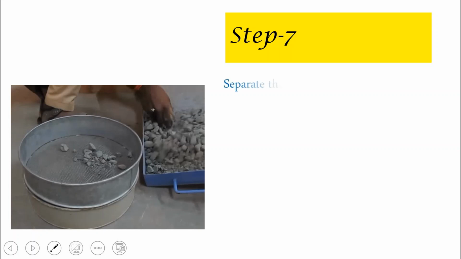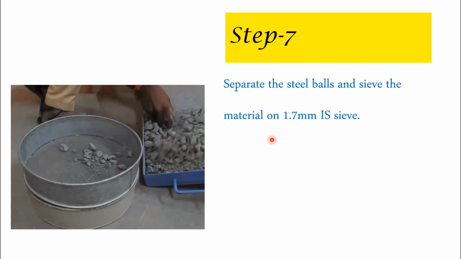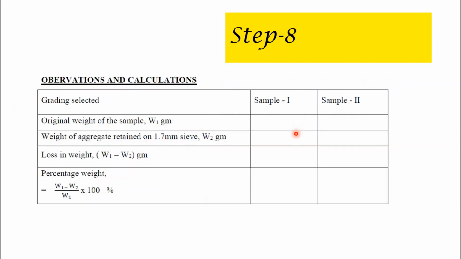Now we will separate the steel balls from the aggregate and sieve it through the IS sieve of 1.7 mm. And now we will find out the weight of aggregate retained on the 1.7 mm IS sieve, because we may not be able to weigh all the dust particles which are passing through the 1.7 mm IS sieve. So we will weigh the aggregate retained on the 1.7 mm IS sieve, and we will find the aggregate passing through 1.7 mm by subtracting that from the original weight of the sample.